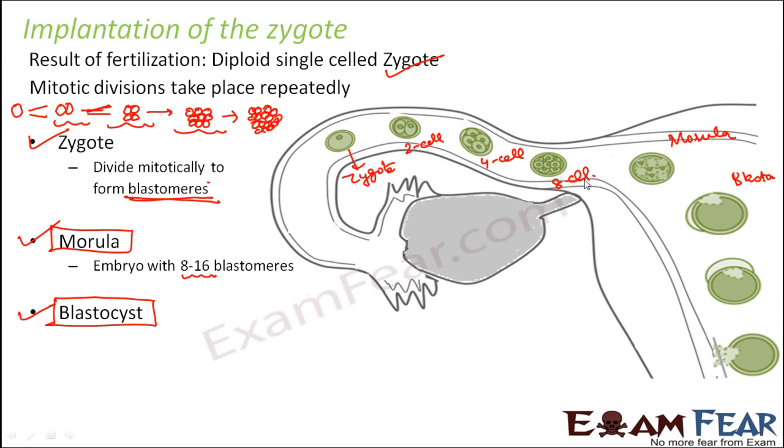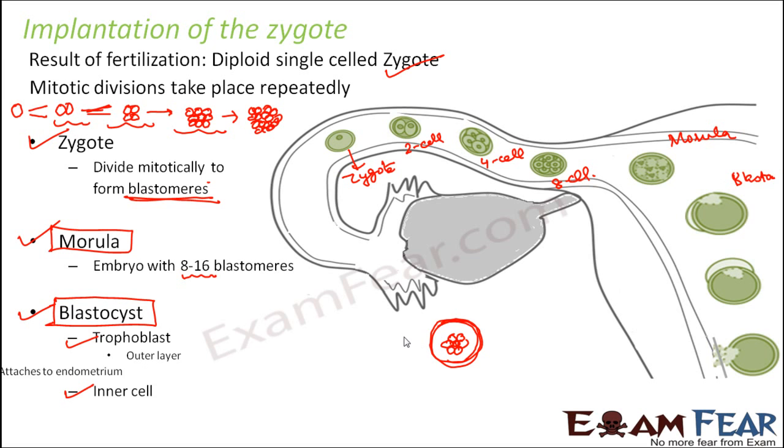The blastocyst, as I said, consists of two layers. One is the trophoblast and one is the inner cell mass. So let us suppose this is the blastocyst. It has one outer layer, which is called the trophoblast, and it also has an inner cell mass, that is a group of cells on the inner side. The trophoblast, being the outer layer, attaches itself to the endometrium. In the uterus, the innermost layer is the endometrium. So the trophoblast of the blastocyst connects or attaches itself to the endometrium.